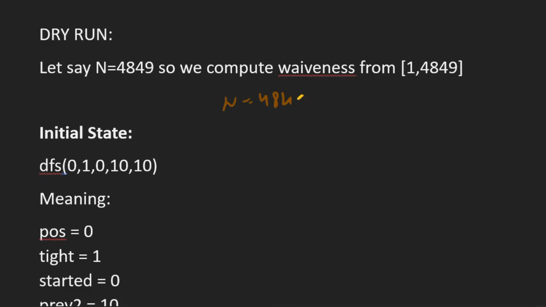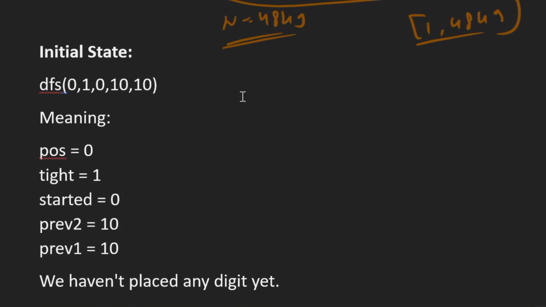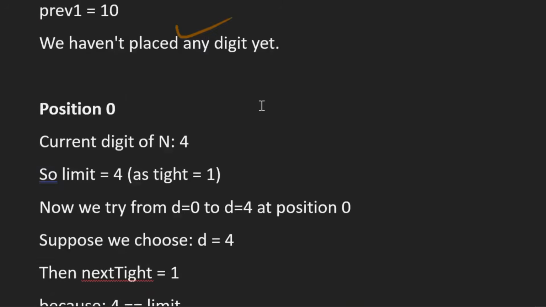Take n equal to 4849. That means we have to compute waviness from 1 to 4849, right? So what will be our initial state? We call dfs of position equal to 0, tight equal to 1, and started equal to 0, and previous one equal to 10, and previous two also equal to 10. That means they do not have any digits yet, right? So this is our initial state.